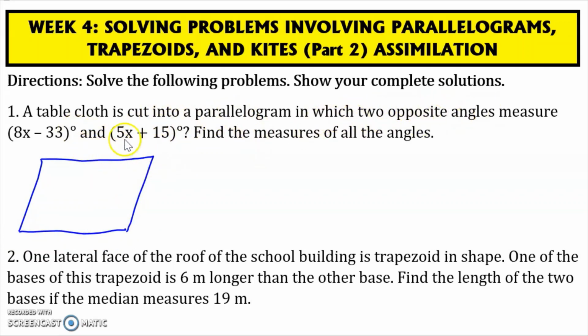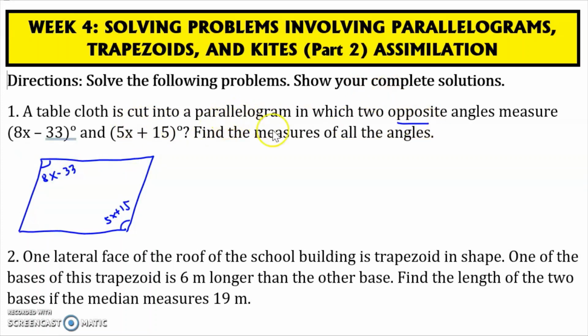So, opposite angle daw na nagme-measure ng ganito. For example, itong angle we have 8x minus 33 degrees. And then yung opposite niya, hindi pwedeng ito kasi yan ay consecutive niya. Ang opposite niya is yung katapat, so ibig sabihin, ito, 5x plus 15 naman. Basta ang importante, alam yung opposite angles, right?